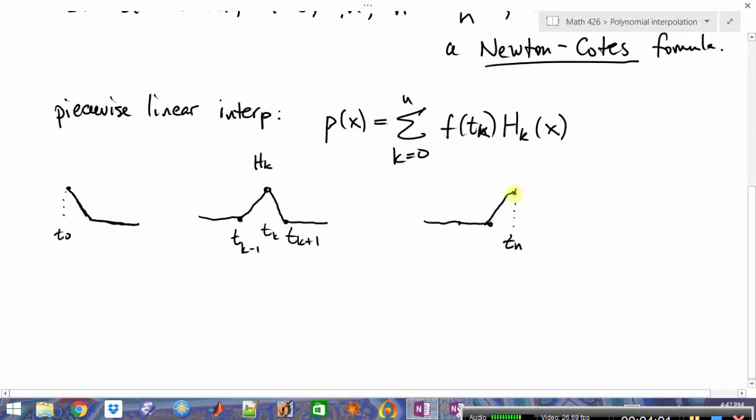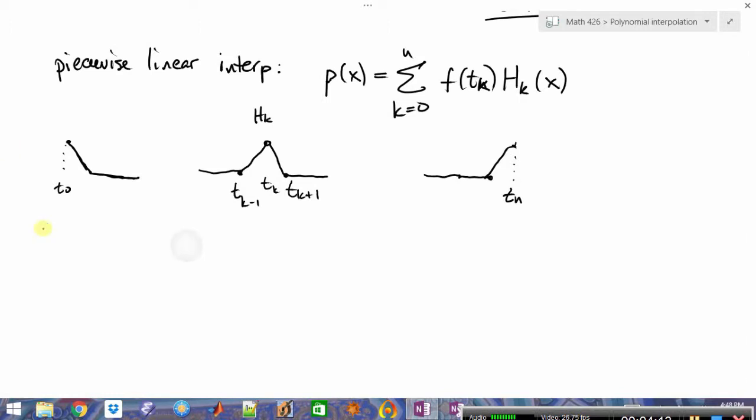So now, integrating p, you see, the integral pulls through the sum, it pulls through this f, which is just a constant, and so all you have to do is integrate the h_k's. The integral of this one is just the area under this curve. The width here is h. The height here is 1. It's 1/2 b h, so it's 1/2 h.